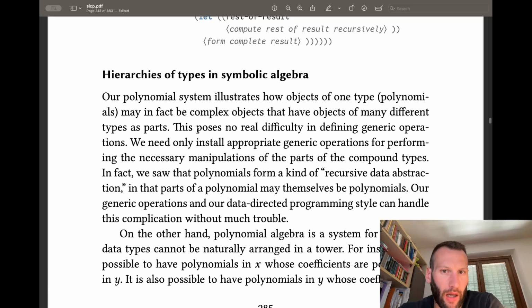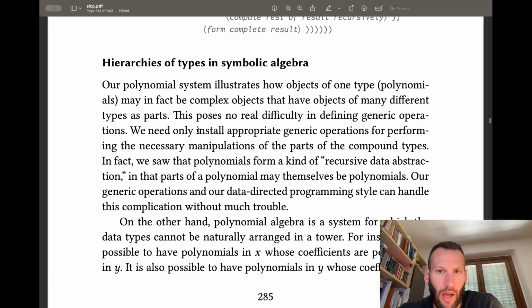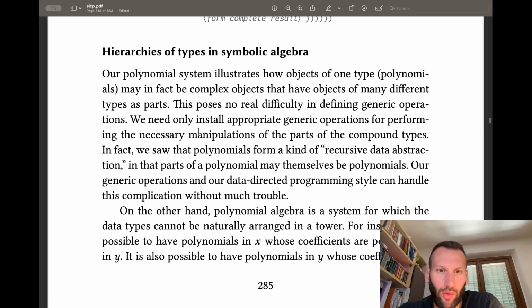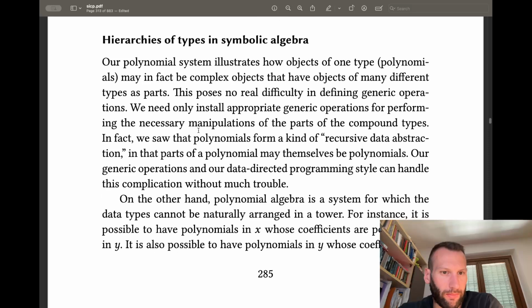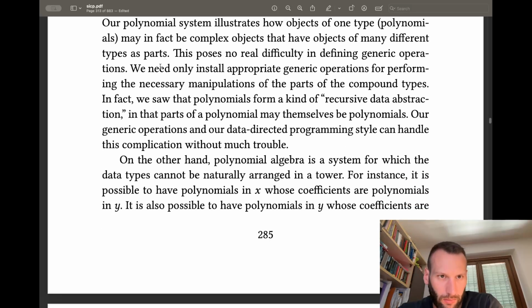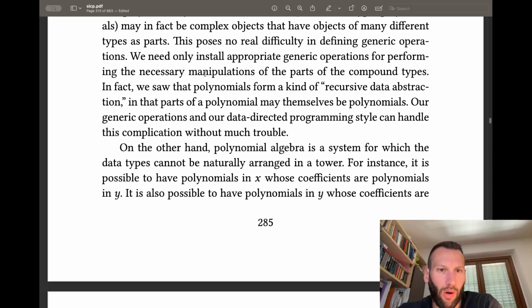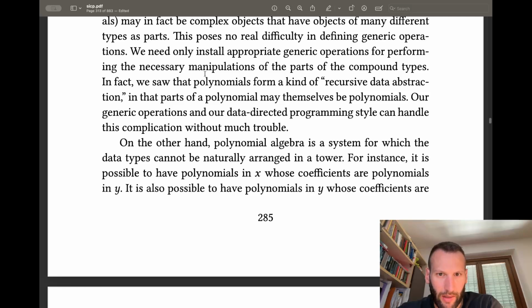Hierarchies of types in symbolic algebra. Our polynomial system illustrates how objects of one type, so polynomials, may in fact be complex objects that have objects of many different types as parts. This poses no real difficulty in defining generic operations. We need only install appropriate generic operations for performing the necessary manipulations of the parts of the compound types. In fact, we saw that polynomials form a kind of recursive data abstraction, in that parts of a polynomial may themselves be polynomials. Our generic operations and our data-directed programming style can handle this complication without much trouble.